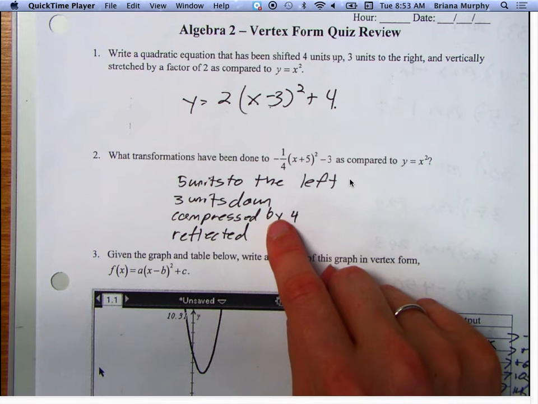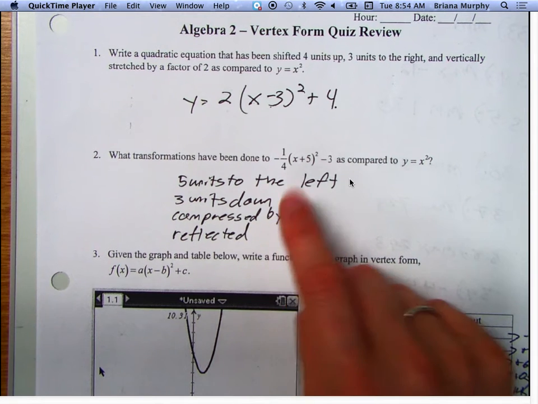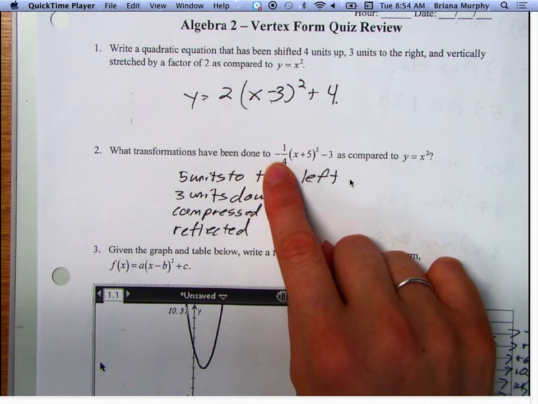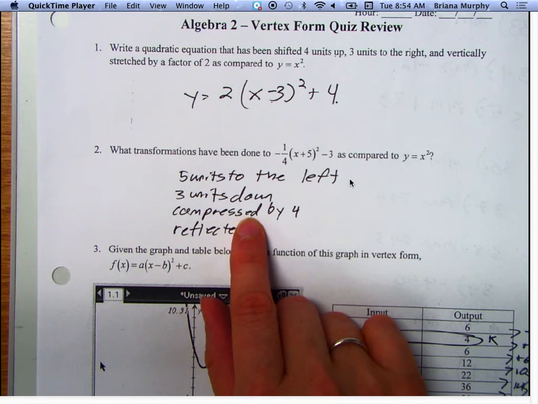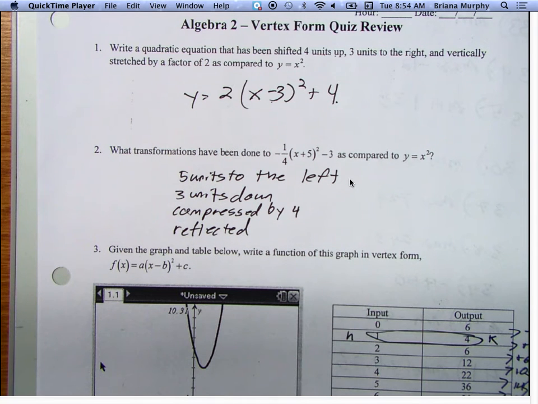Can I say lighter instead of compressed? No. Stretched or compressed, those are the 2 words I'm looking for. And it's reflected because it's negative. Why wouldn't you just put negative 1/4? Because it is compressed by something and then it's reflected if it has a negative, so I need to make those separate. You could say stretched by 1/4 and you get the same thing.